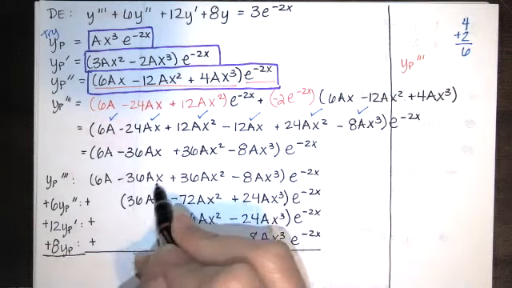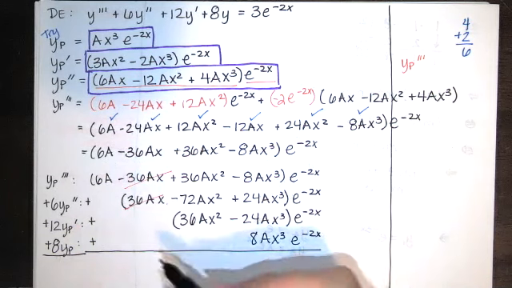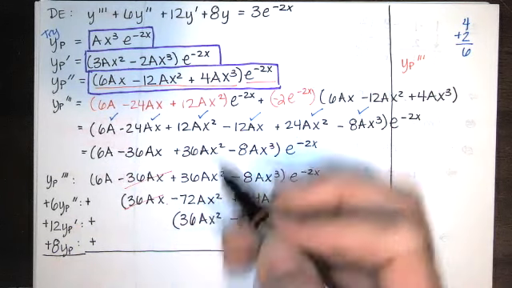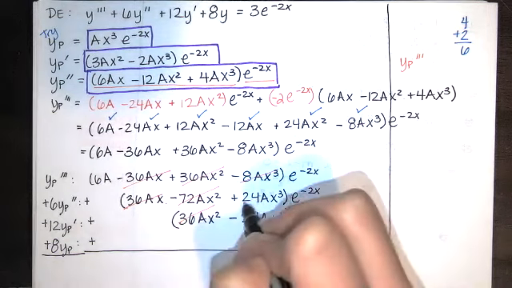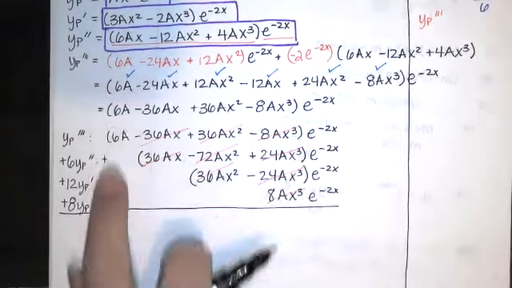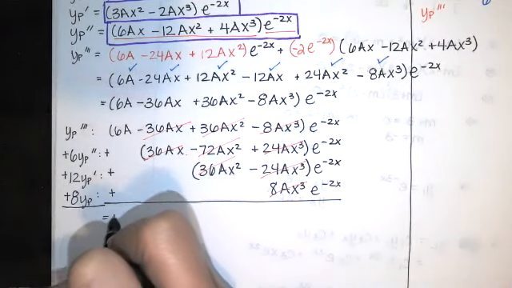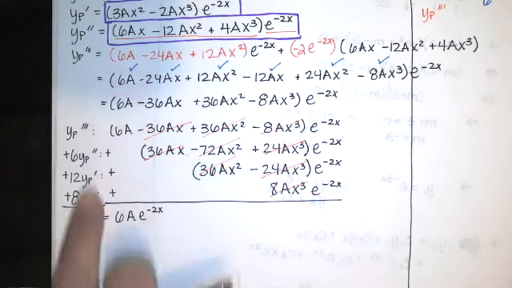Notice we've got a negative 36ax and a positive 36ax. So those are gone. 36 plus 36 is 72. And we're subtracting 72 of those, so those are gone. Got a negative 8a there and a positive 8a there. Negative 24 and a positive 24, so those are gone. So the only thing that's left is the 6a times the exponential. Everything else canceled. So that's the left-hand side of that equation.